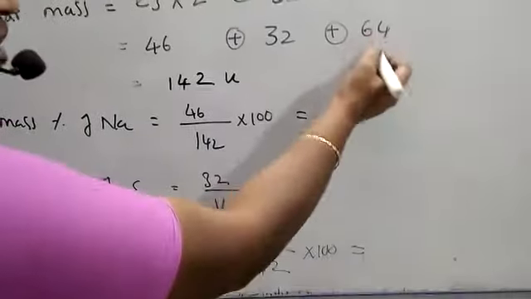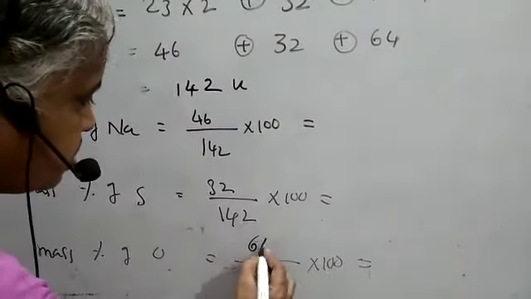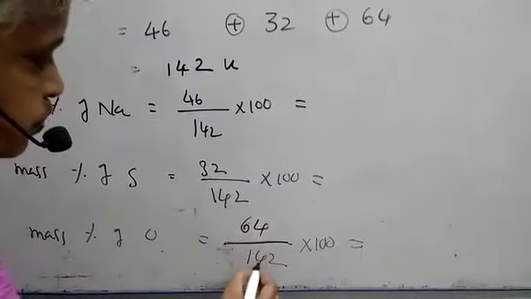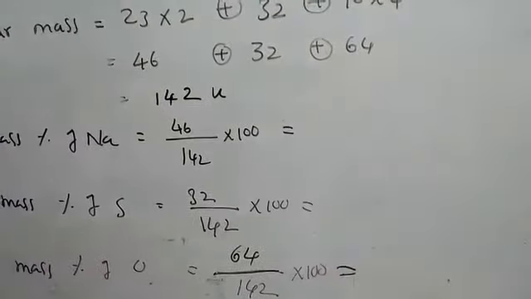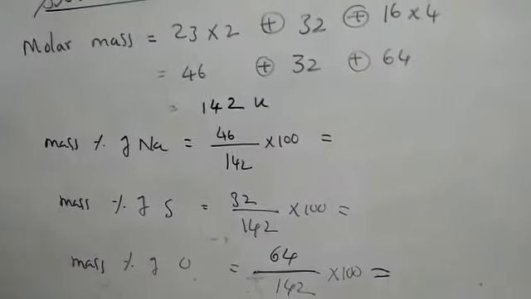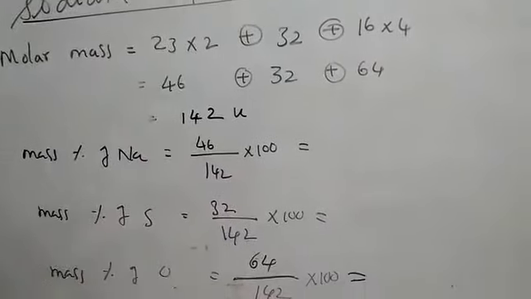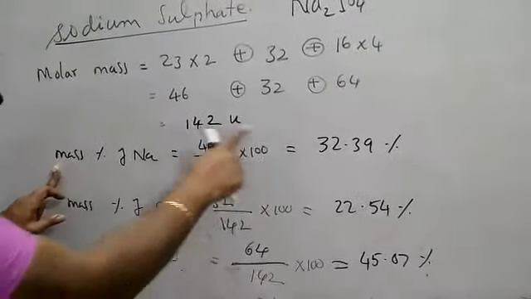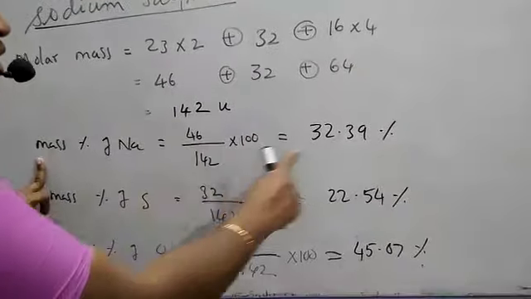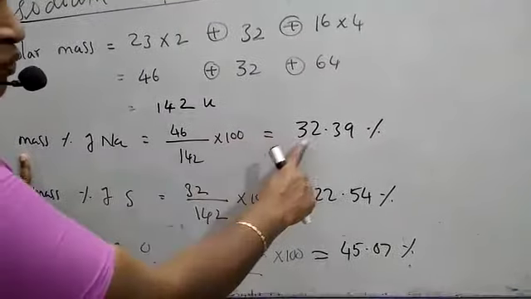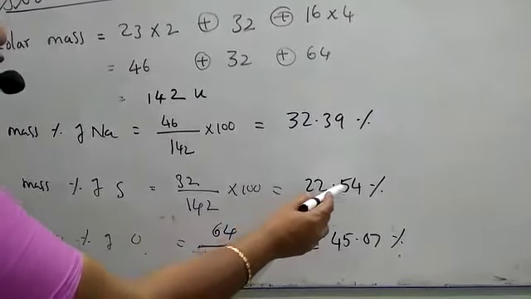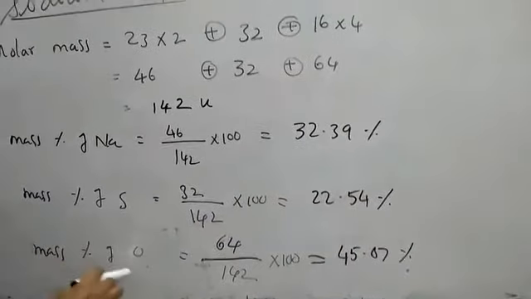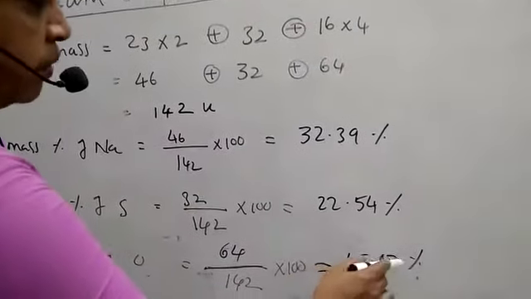This oxygen, children, here it is 64. One correction. Okay, 64 divided by molar mass 142 into 100. Answer, children, now after completing the calculation, first for sodium you are getting 32.39. For sulfur the mass percentage is 22.54. Mass percentage of oxygen is 45.07.